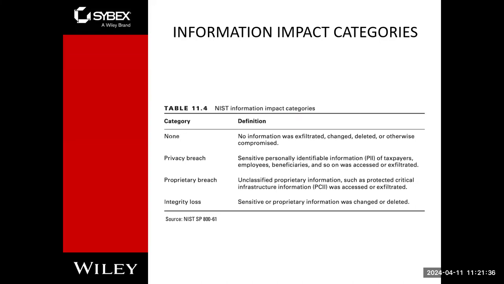Information impact categories. This is where we're going to look at the breach itself. So if there's no impact, no information was exfilled. If it's a privacy breach, sensitive PII was exfilled, could be information like social security numbers, account numbers, etc. Proprietary breach, unclassified proprietary information such as protected critical infrastructure information was exfiltrated. And then an integrity loss. This is the worst. Sensitive or proprietary information was changed or deleted.